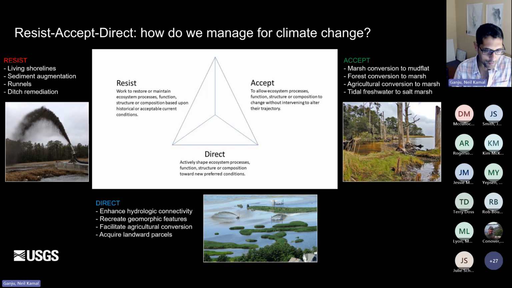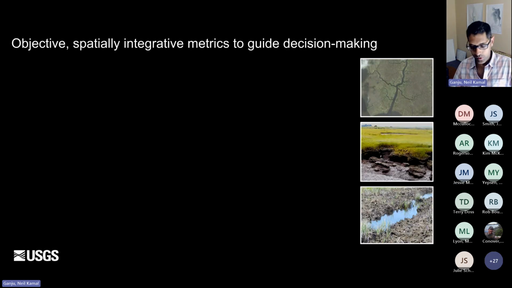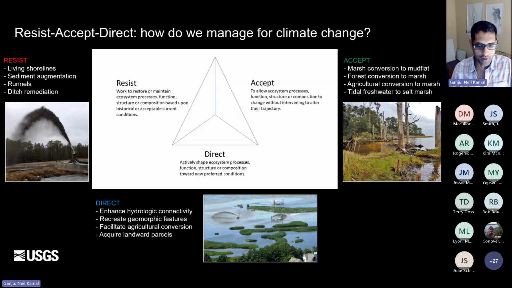Here's an example, obviously, from Prime Hook, where a lot of connectivity was undertaken. Some of the actions maybe at Prime Hook would be considered resist. Others would be considered direct, and others might be considered accept, right? But all of these different actions that I've listed here under direct are examples of potential direction.